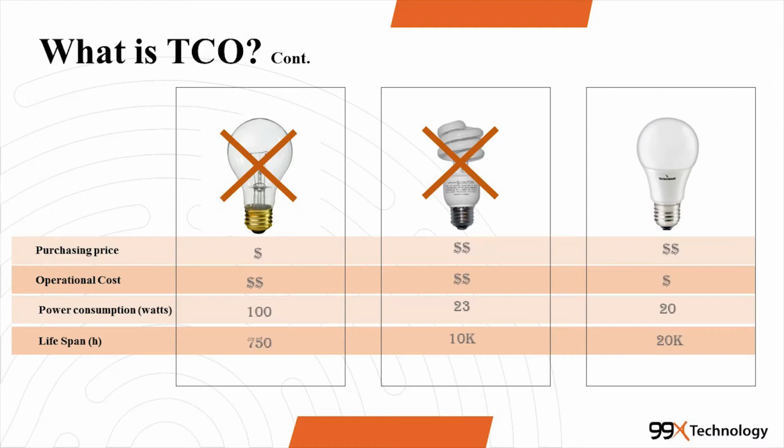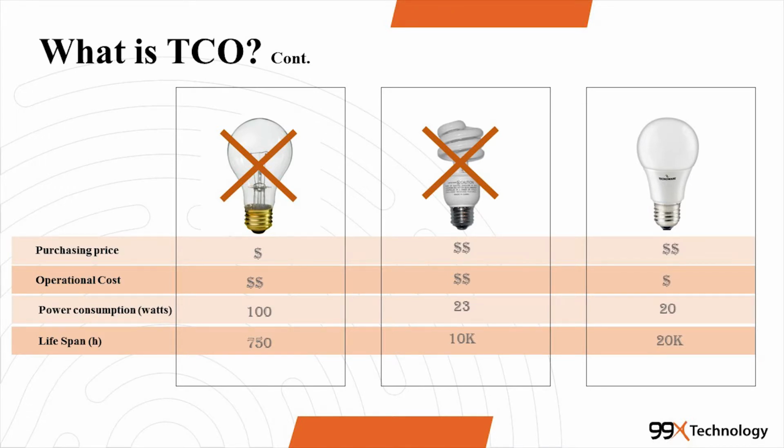When we come to the light bulbs, the purchasing price of this filament light bulb is low. But when we come to the CFL bulb, it's a bit higher than that. And when we come to the LED light, it is also a bit higher than that. But when we come to the operational cost, in the light world there are so many operational costs. If lights go down, then there may be several repairs we have to do.